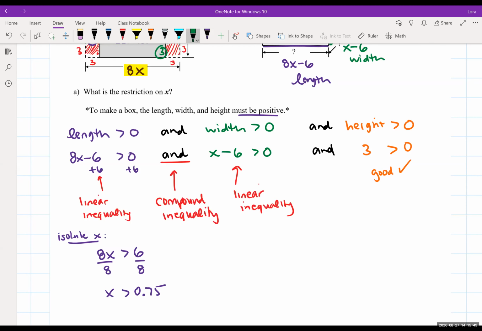Now the other linear inequality I need to deal with is x minus 6 greater than 0. Again, I'm isolating the x. I did a little mental math, but really you're adding 6 to both sides. And if we do that, what happens? x does become greater than 6.